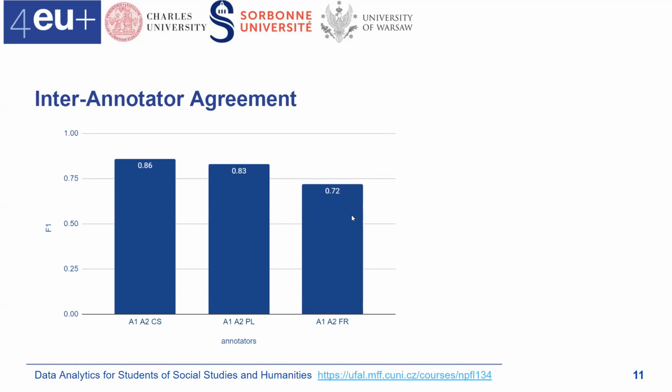And you can ask why the F1 measure for the French version is lower than for the Polish and Czech versions, but we haven't dived into the details yet, so I cannot answer the question. But maybe it is more difficult to detect subjects in French. I don't speak French, so it's just my hypothesis that it can be more difficult to detect subjects in the French version. Yeah, I don't know.